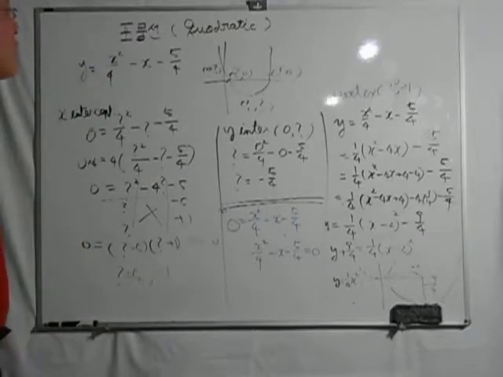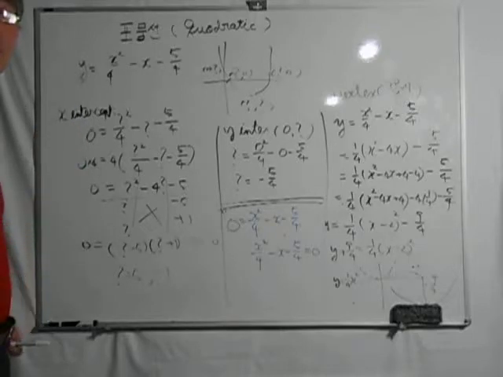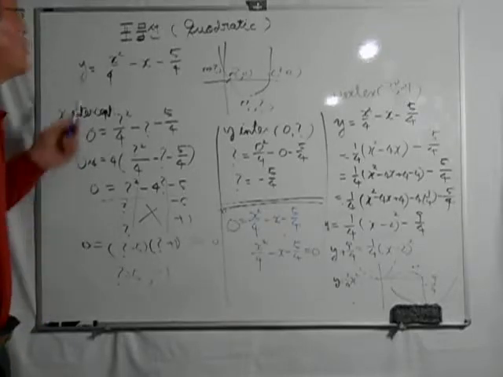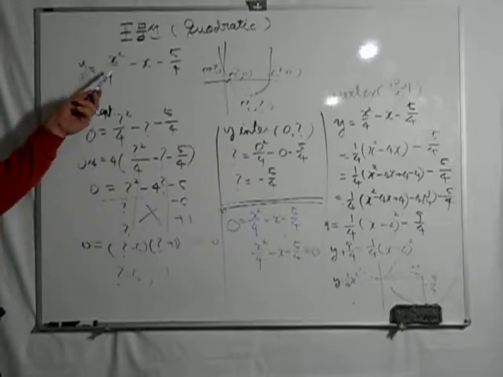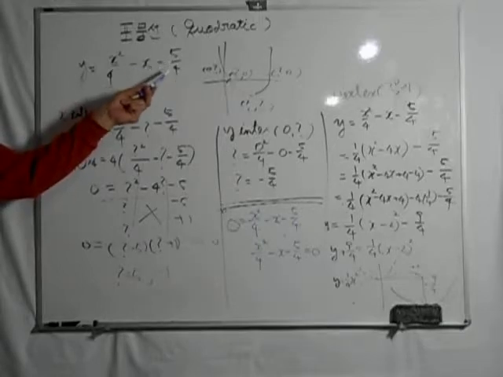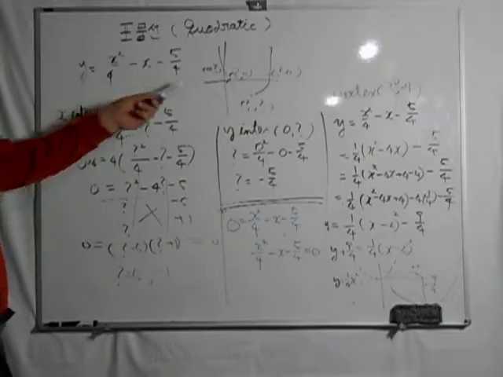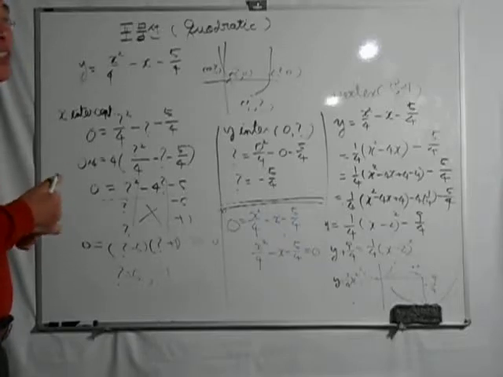Okay, we have another example. Let me introduce, 소개한다는 말이에요. Introduce another example. Y equals x squared over 4 minus x minus 5 over 4. 이거 how can you draw a graph? You can guess. Your guess is alright.